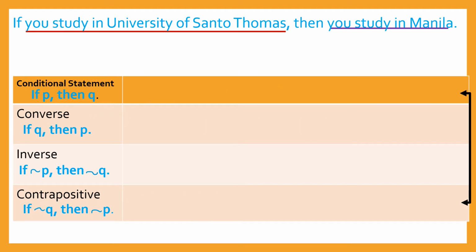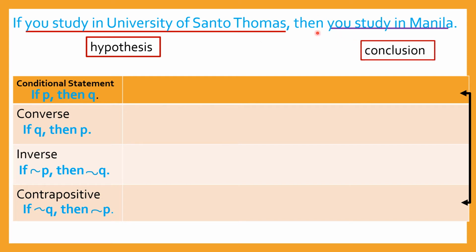So let's have another example. I have here the conditional statement: if you study in University of Santo Tomas, then you study in Manila. We know that University of Santo Tomas is in Manila, so this conditional statement is true. This part here is what we call the hypothesis, and here, you study in Manila, that is the conclusion.